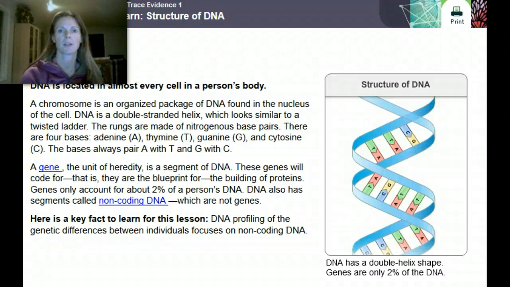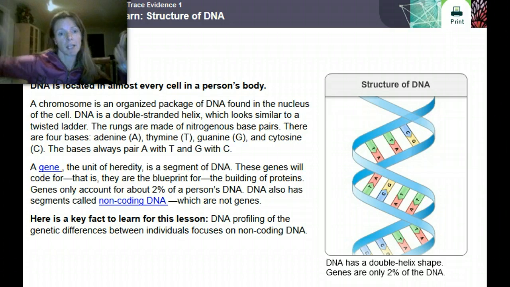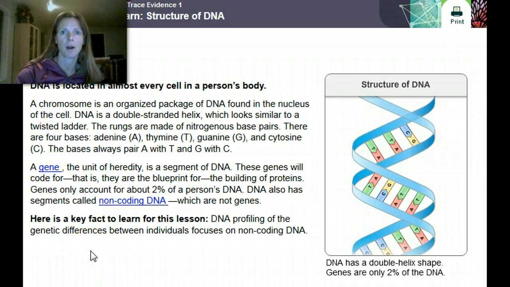Okay, on to something that is really important because we're using this more and more in crime scene investigations. It is DNA. DNA is obviously one of the best ways to identify who did what, when, where, all that good stuff, because DNA can be found in many different things. So before we go into that, let's talk a little bit about DNA and its structure.